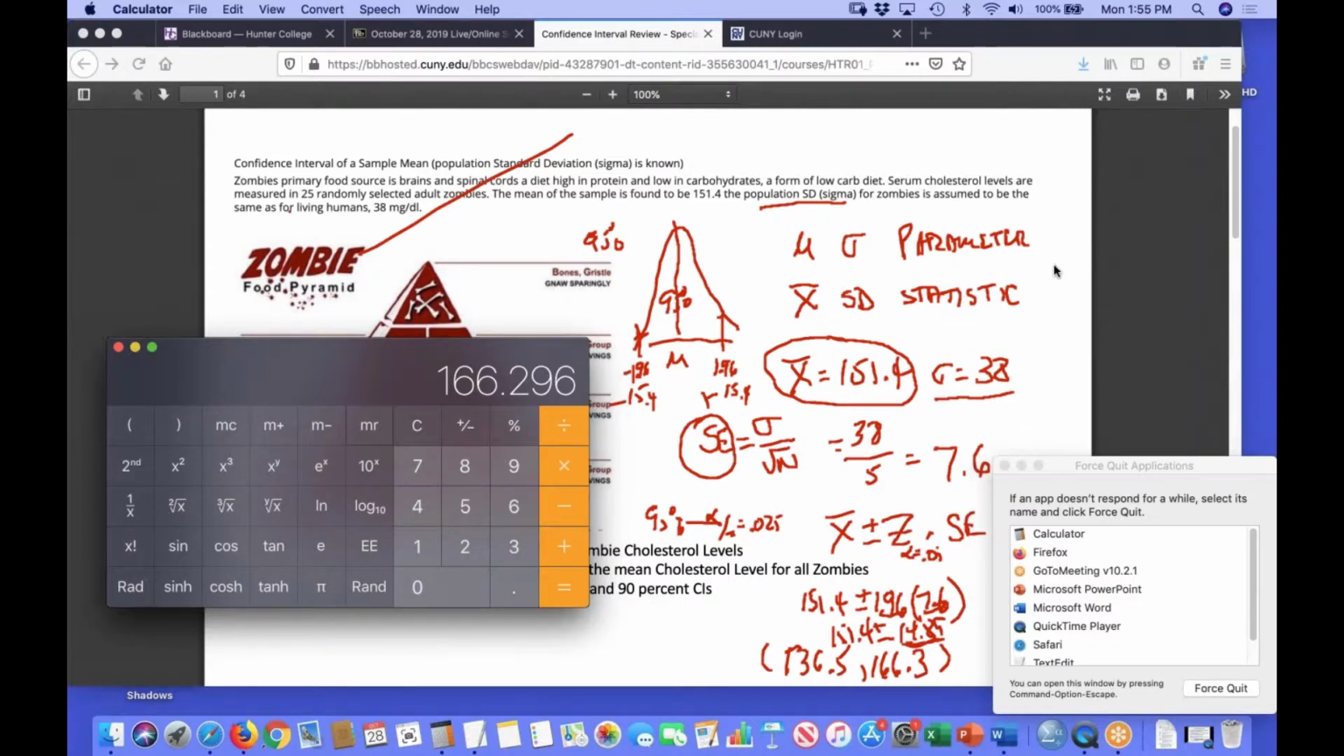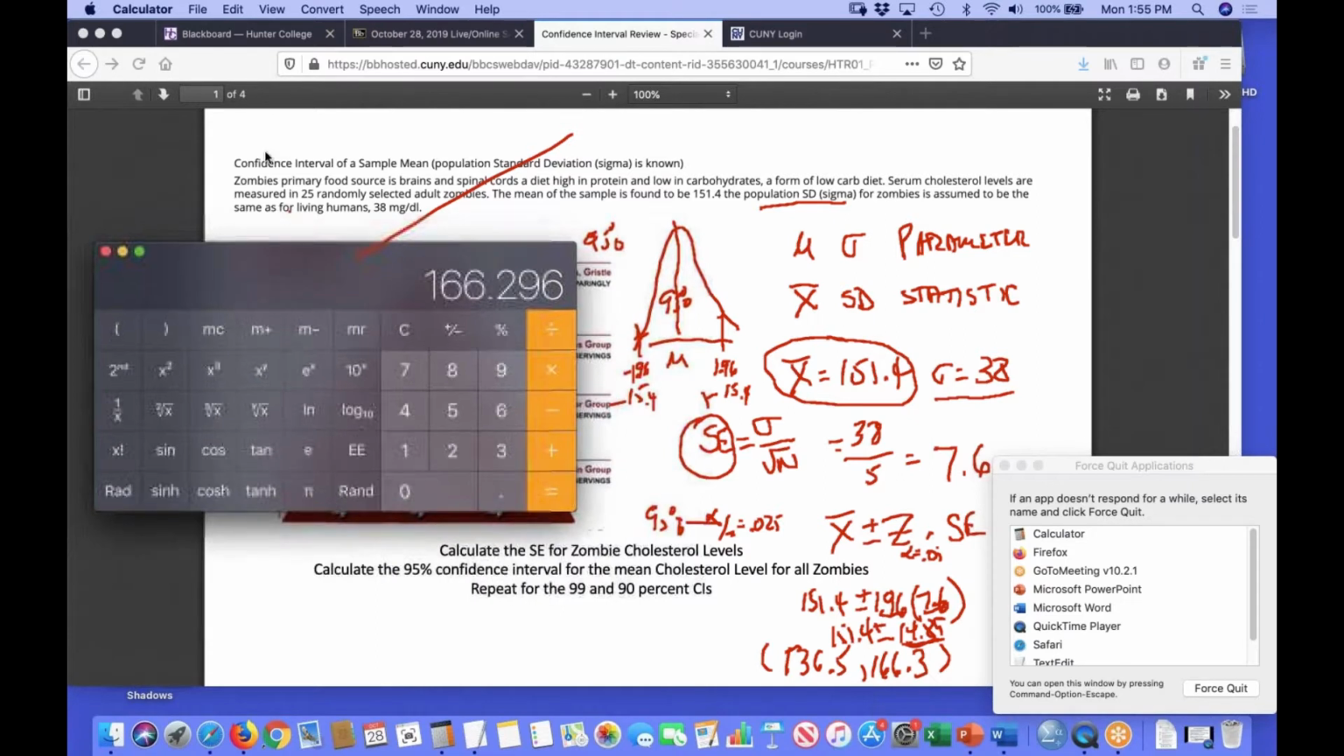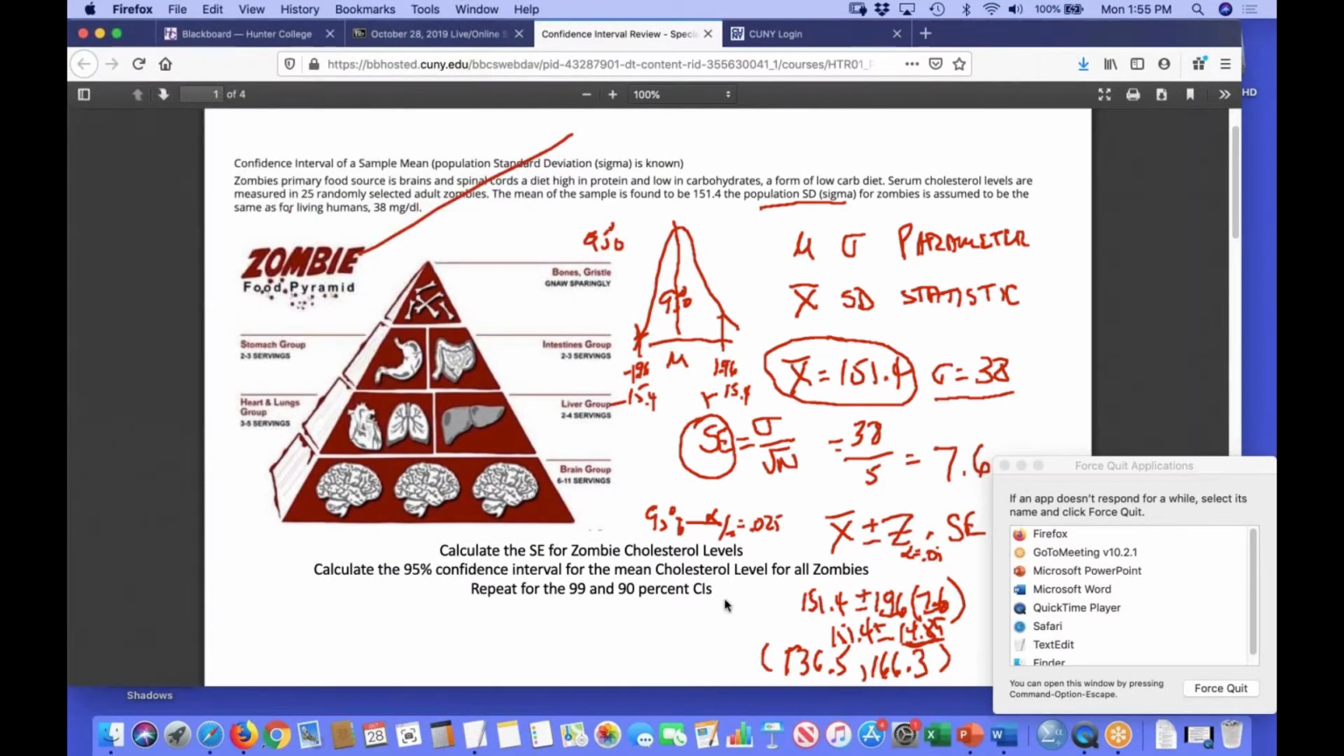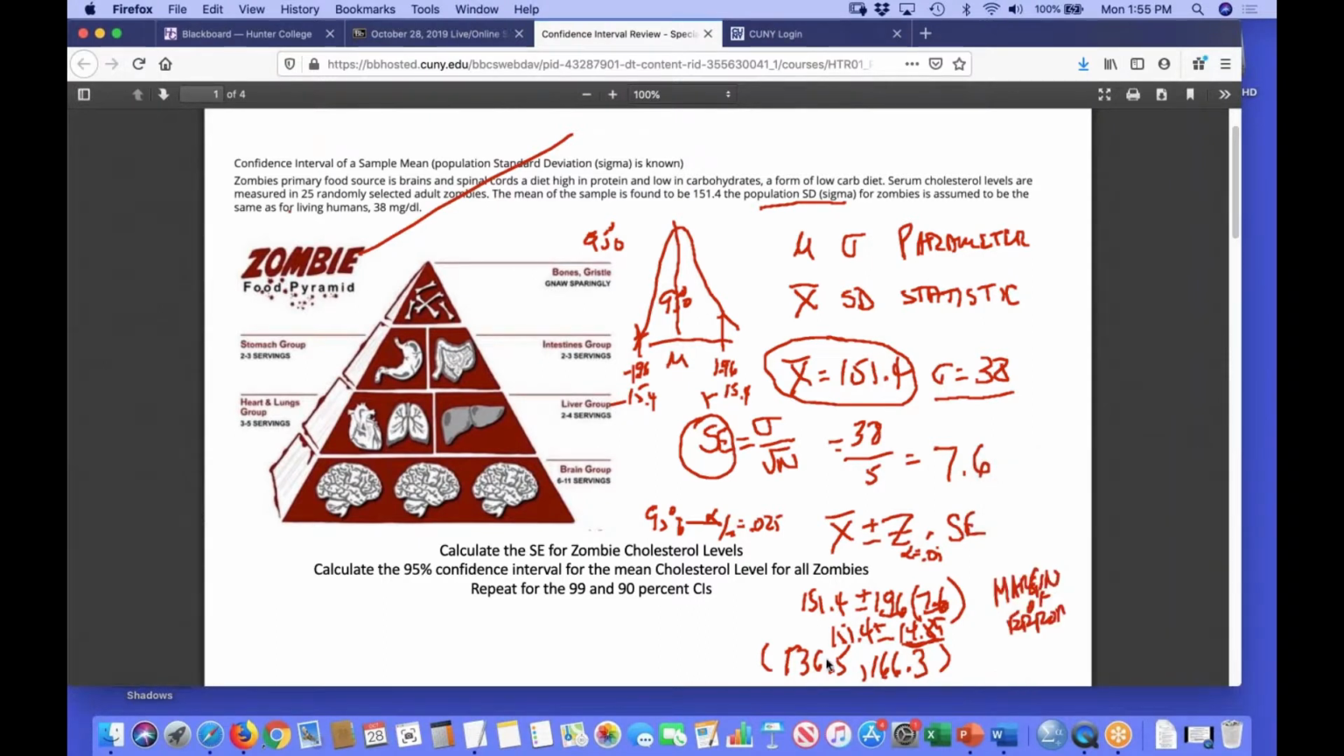So let me put you on the spot again. If I were to ask you, what does that mean? What does that confidence interval imply about the mean of the population? Well, let's think about this. What this tells us is that we are 95% certain that the true population mean, mu, is between these two numbers.